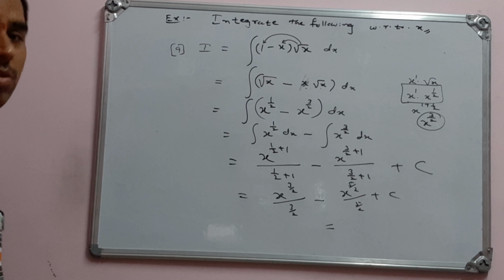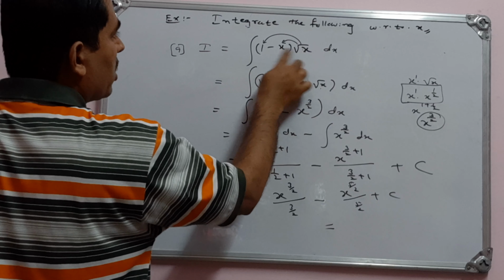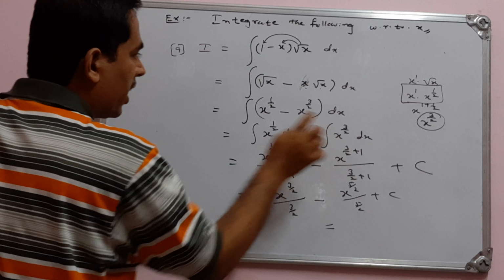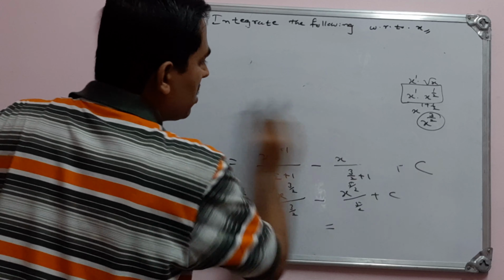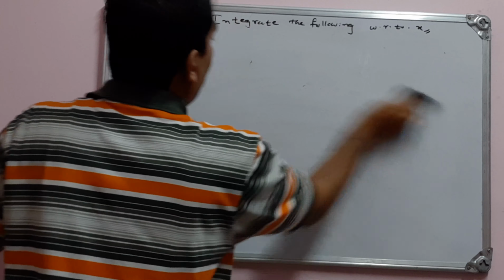You have to be careful for this problem. First you multiply: root x minus x root x, where x into root x means x to the power of 1 into x to the power of half, and adding the powers gives x to the power of 3 by 2. So integrate both terms separately. This is our 9th example, and these are all based on simple results.